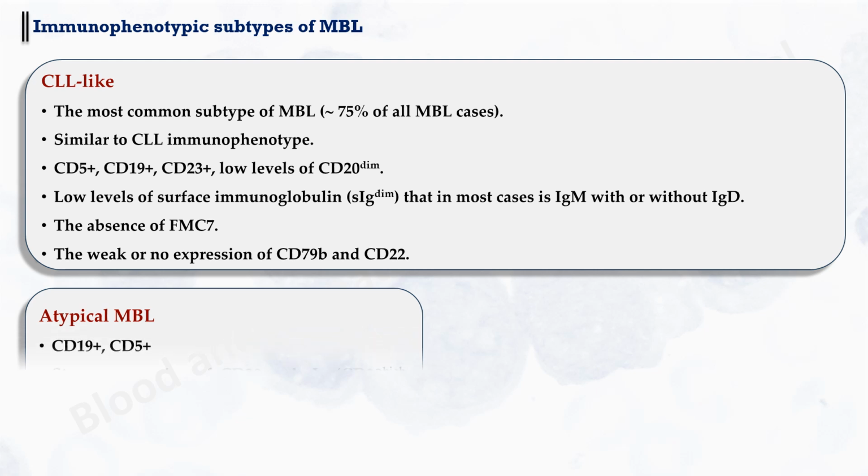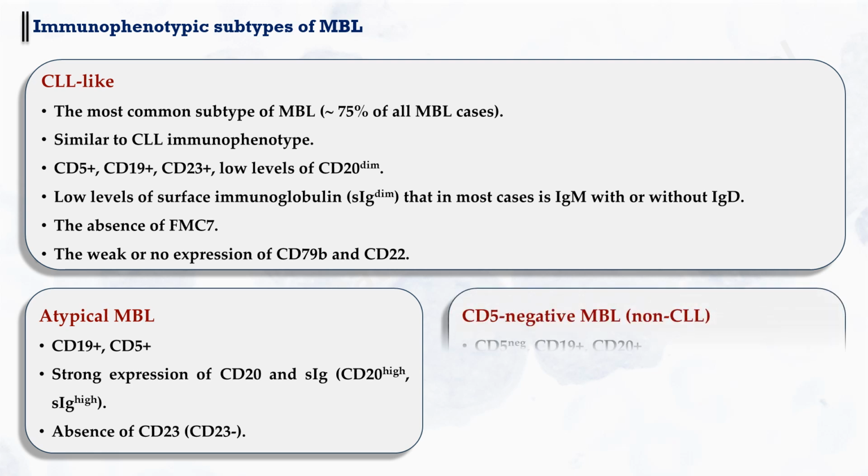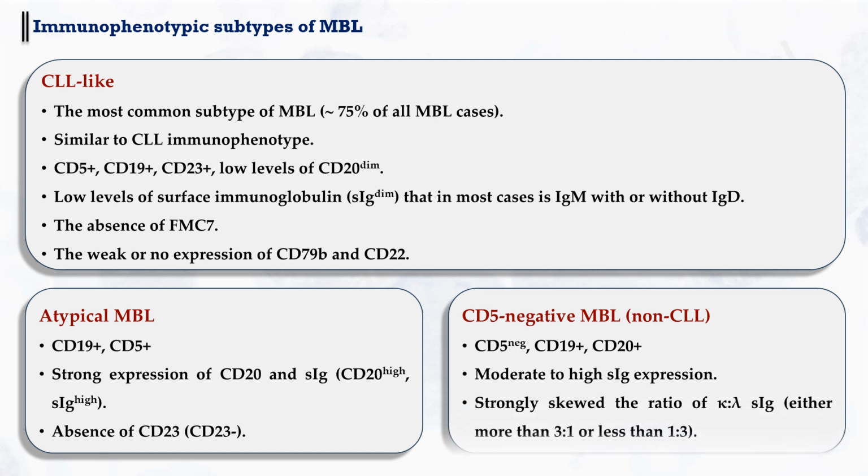Atypical MBL is another immunophenotype occasionally observed in MBL which is characterized by strong expressions of CD20 and surface immunoglobulin along with absence of CD23. The last, most infrequent, MBL subtype is CD5-negative MBL, in which the complete immunophenotypic characterization is CD5-negative, CD19-positive, CD20-positive, with moderate to high surface immunoglobulin expression. The ratio of kappa to lambda surface immunoglobulin being strongly skewed, either more than 3:1 or less than 1:3.